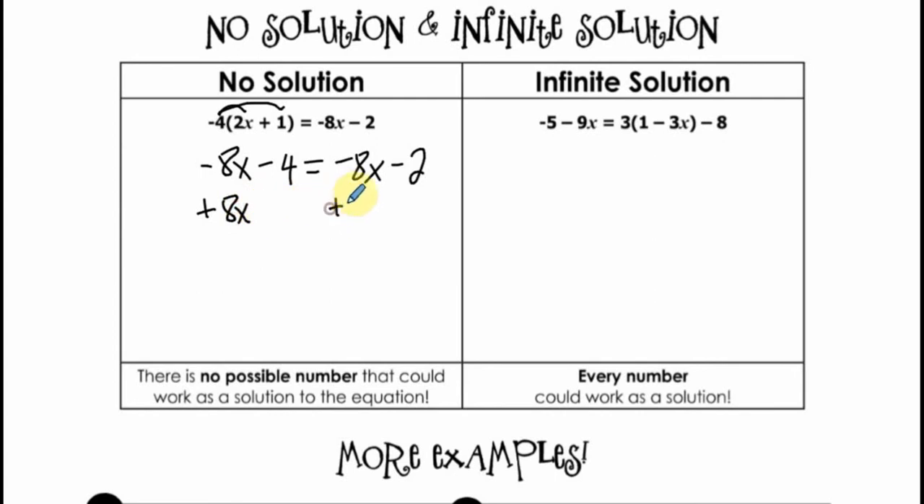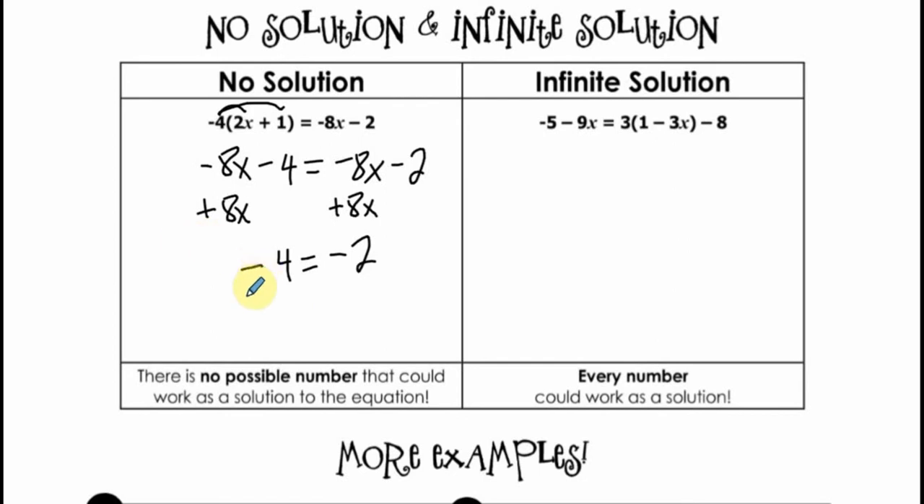Whatever I do to one side, I have to do the other side of the equal sign. We don't want to do it twice on the same side. So -8x plus 8x, they wipe each other out. We're left with this -4 on the left side. Again, -8x plus 8x, they zero each other out. We're left with -2 on the right side.